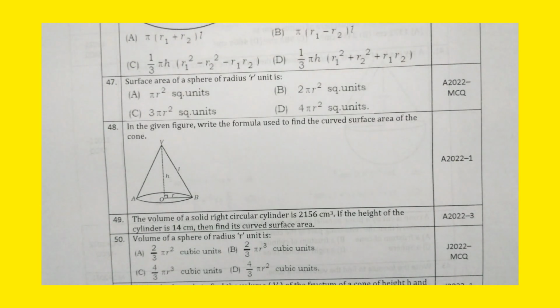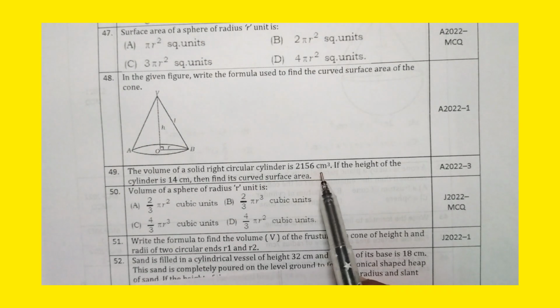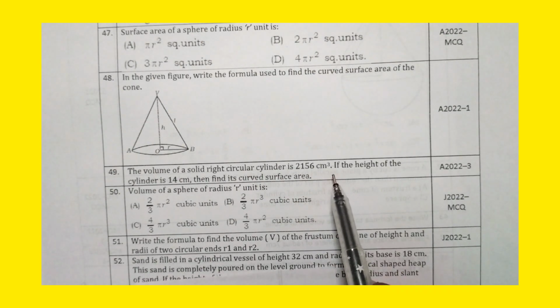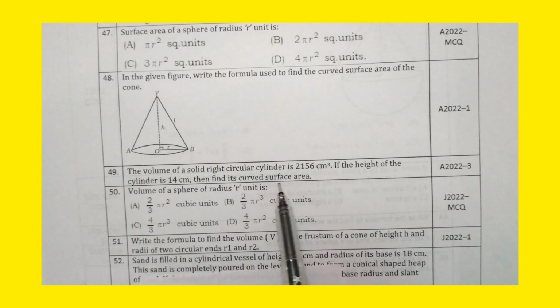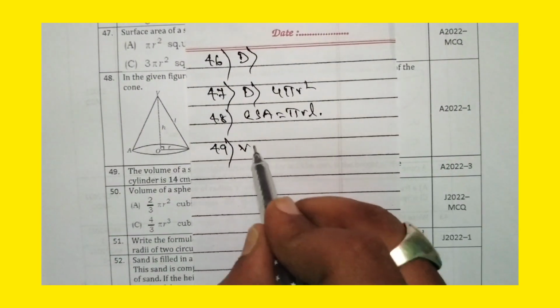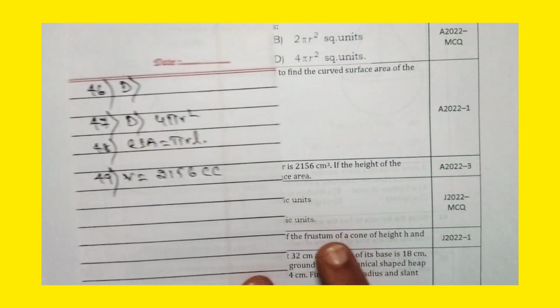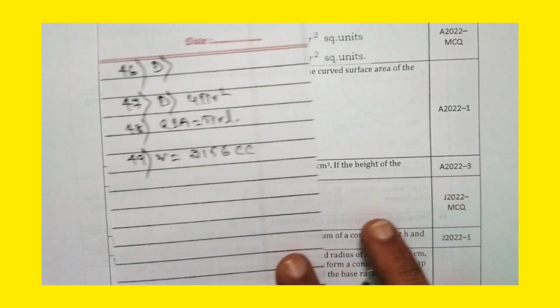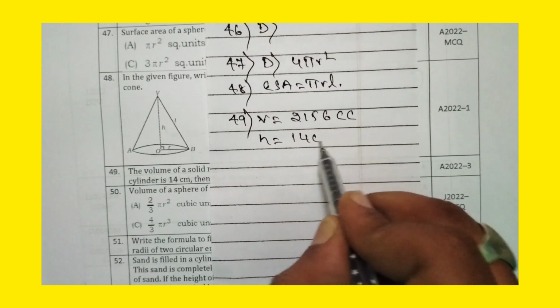So the 49th question is, the volume of a solid right circular cylinder is 2156 centimeter cube. The volume of the cylinder is given. If the height of the cylinder is 14, then find its curved surface area, they have asked. So now let us answer this question. Let us list what has been given. Volume of a cylinder is 2156 cc. Then the height of the cylinder is given. So h is equal to 14 centimeter.